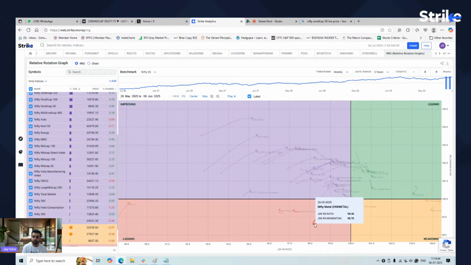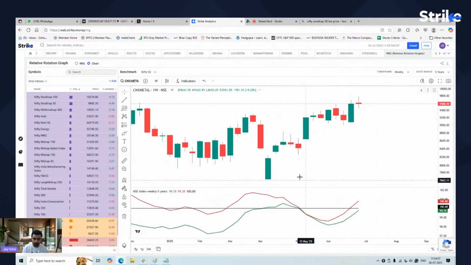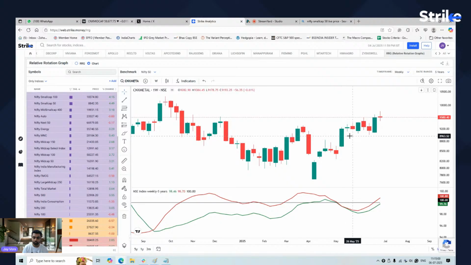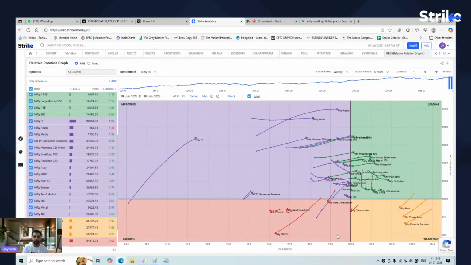This was the initial sign, and you can see it is on the northwest side, which means that the RS is also improving and the momentum is also improving. You can see the date is 9/6. Over here there was some consolidation, and understand that we are seeing this relative to the Nifty index. That's where the outperformance started for the metal, and then it saw a good turnaround.